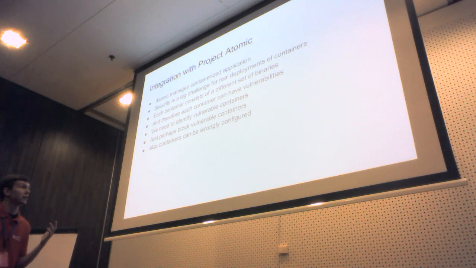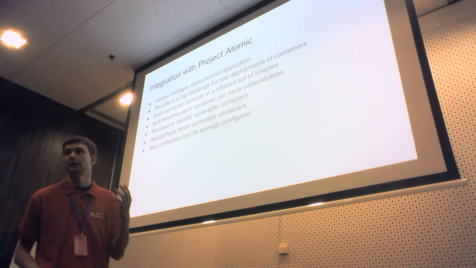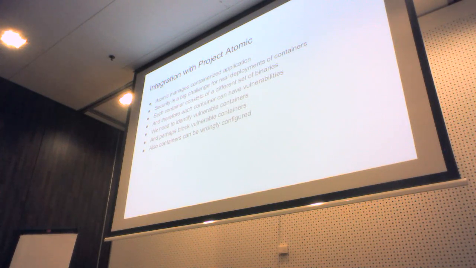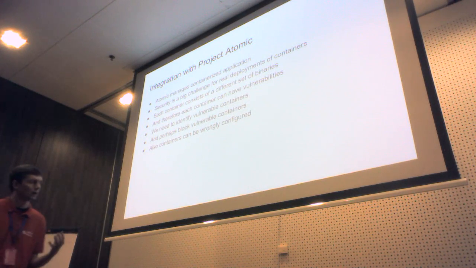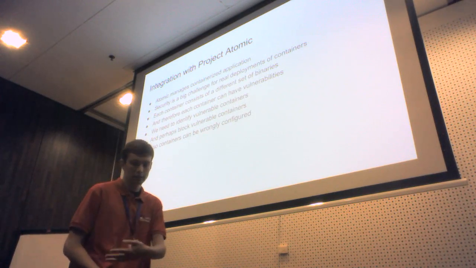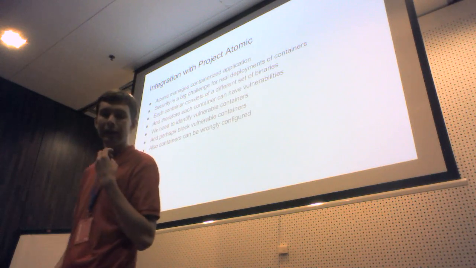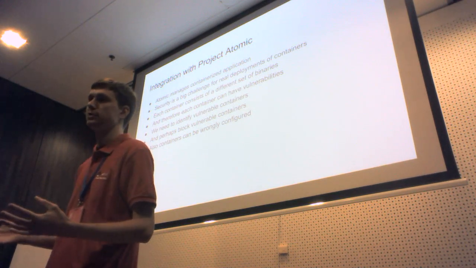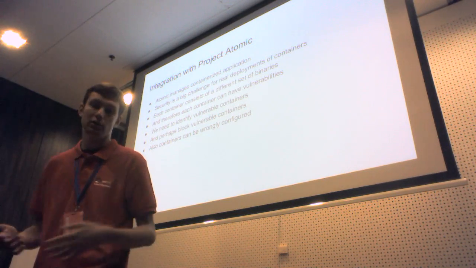Project Atomic is a tool for managing containers, and there is one problem with containers. Each container has inside a set of binaries. But those binaries can contain vulnerabilities, and each container has a different set of those binaries, so we would like to somehow identify that our container is vulnerable or our image is vulnerable. So we could use OpenSCAP to scan the image or scan the container and identify whether a container is vulnerable or not, and perhaps stop the container or update it based on the results.